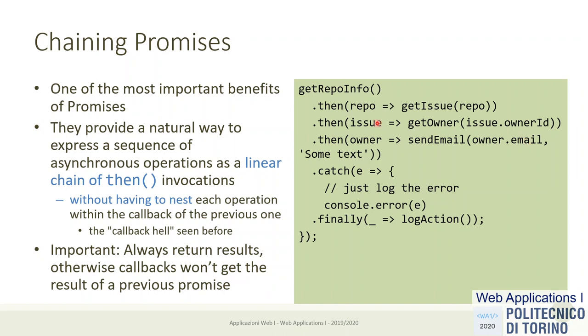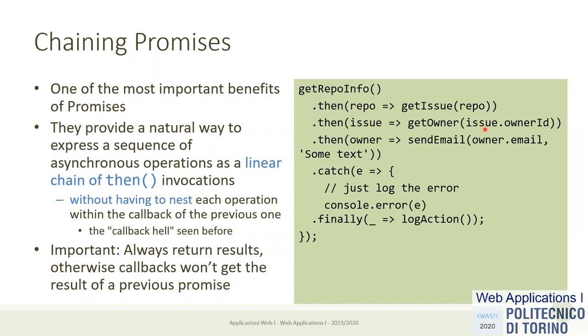So for example, we have this function that gets an issue from a GitHub repository, and so the get issue will look up the repository, and when this is finished, this will be turned into a promise too. And when this promise is fulfilled, then this issue will be available. The parameter will be the return value of this method. This return value will be the parameter of this second callback.